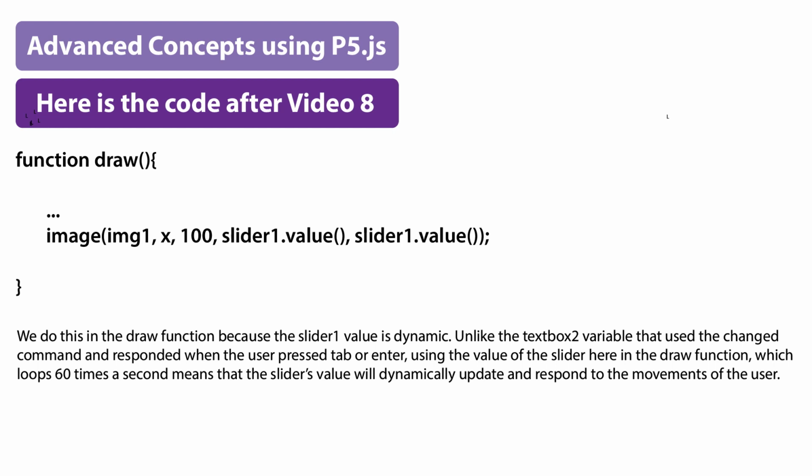The reason that the value of the slider is in the draw function is because we want the value to change dynamically. If the user is sliding the slider back and forth, we want it to change right away. The draw function is looping 60 times a second. So that's the reason why the value of the slider is used inside the draw function, so that the user will get immediate feedback right away and the size of the image will change immediately.